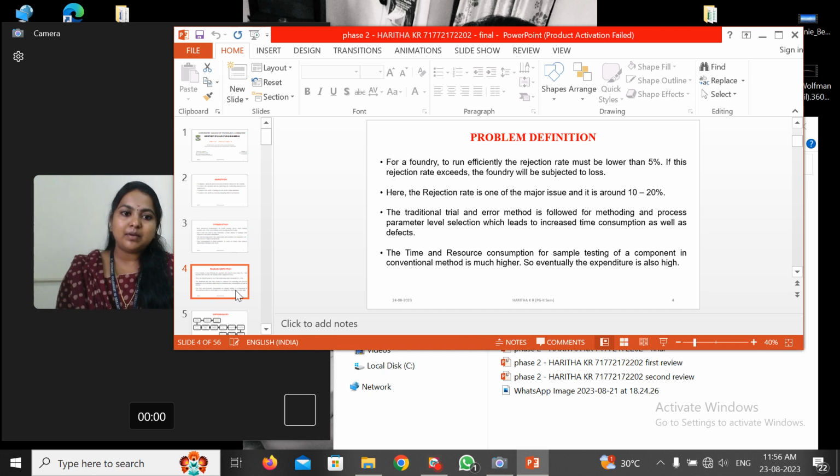Problem definition. For a foundry to run efficiently, the rejection rate must be lower than 5%, but here it is around 10 to 20%. The traditional trial and error method is used for the methoding process and for analyzing the process parameter levels, and time and resource consumption is a major problem. If we increase the time consumption, then the expenditure will also be higher.